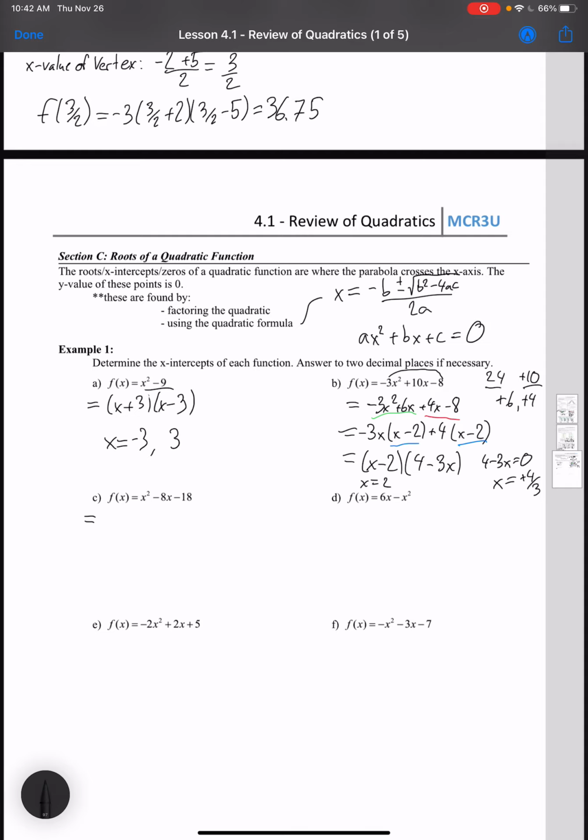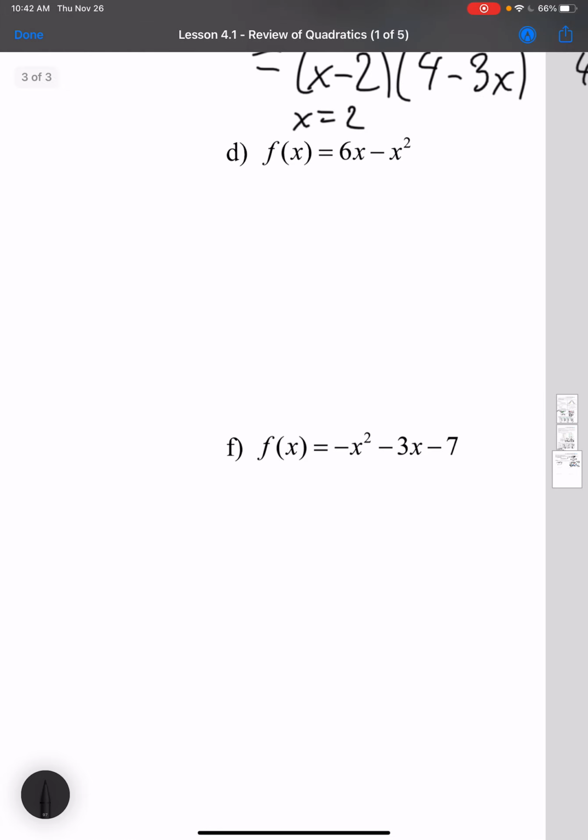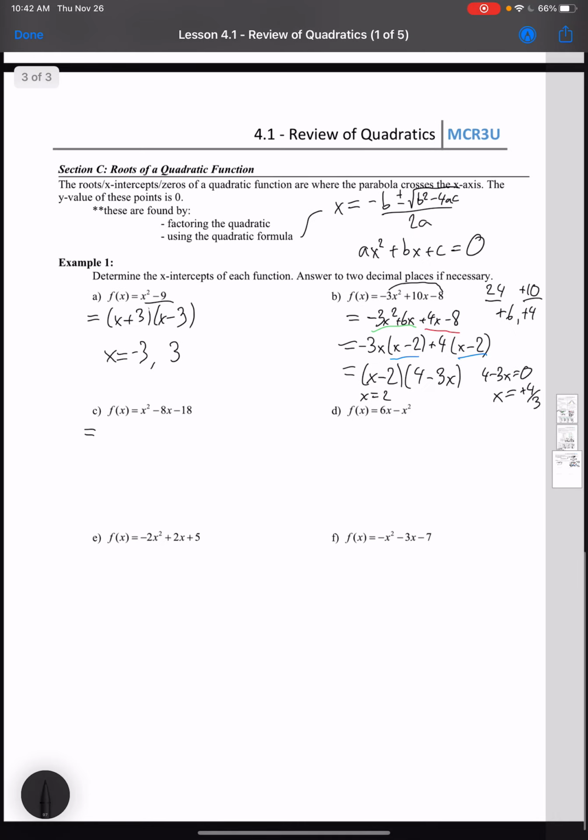So negative b will just be 8 plus or minus, and then just be careful under the square root. So you're doing 8 squared minus 4. A is just 1, so you don't have to include that, times negative 18. So don't forget about the negative. That makes a big difference, over 2, because A is just 1 again.